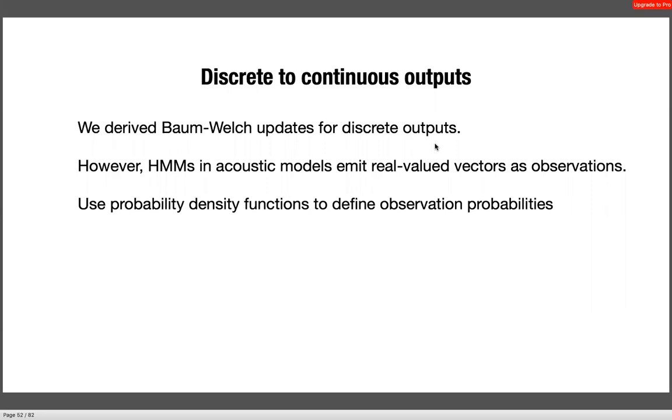But we know that HMMs, if they are used in acoustic modeling, the observations that they are going to be dealing with are real valued vectors. Recall, the speech signal is discretized into small speech frames, and corresponding to each speech frame, I have a vector of real valued numbers, which denotes my acoustic feature vector. These are my observations, and because they're no longer discrete outputs, my observation probabilities are not going to be multinomial distributions. Instead I need to consider density functions, because I'm dealing with continuous outputs, so I have to use probability density functions to define my observation probabilities.